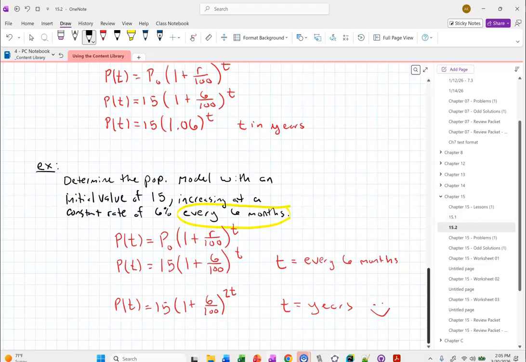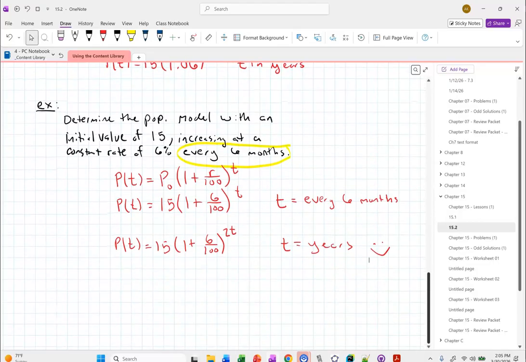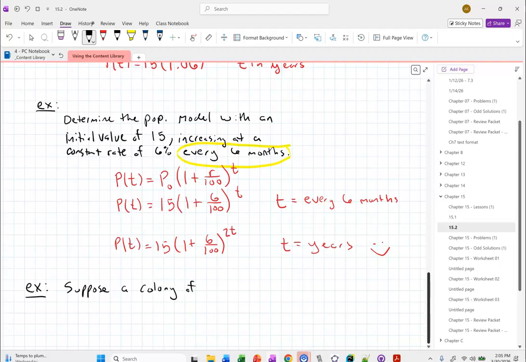Yes, that's why it's 2t. Go ahead, Mary. I thought you would just put exponents, but it's half the year. Correct. So that means there's twice as many 6-month intervals in a year. There's 2 of them. That's why it's 2t. If you divide 12 by 2, you get 6. So then there are 2 6-month intervals in a year, so then you put 2.